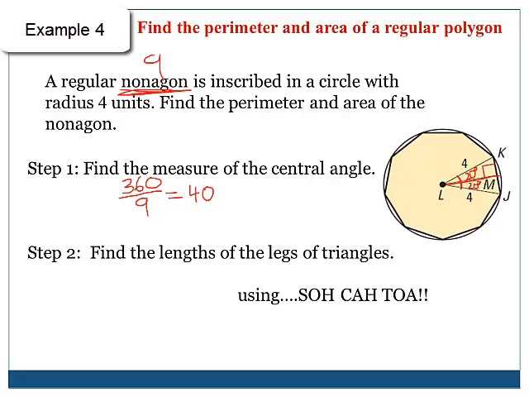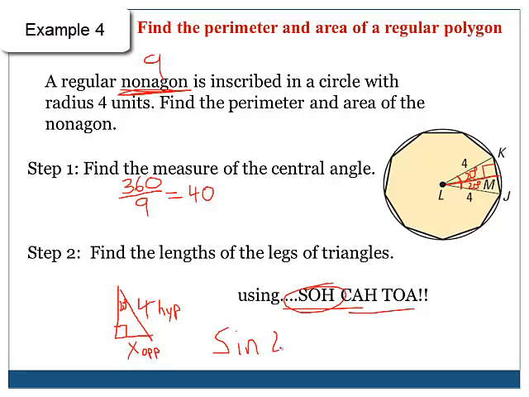Because I have to use SOHCAHTOA, I'm going to blow up one of these triangles. So we have the radius is 4. That's your hypotenuse in the right triangle. We have our central angle cut in half, which is 20 degrees. We need to find out what this length is here, because that's part of the side. My x is opposite from 20, and the 4 is the hypotenuse. So which one would I use in SOHCAHTOA? Opposite and hypotenuse is sine. So I use sine of 20 equals opposite over hypotenuse.